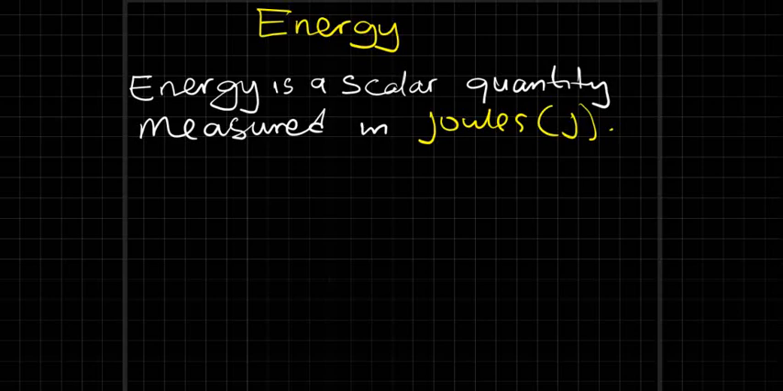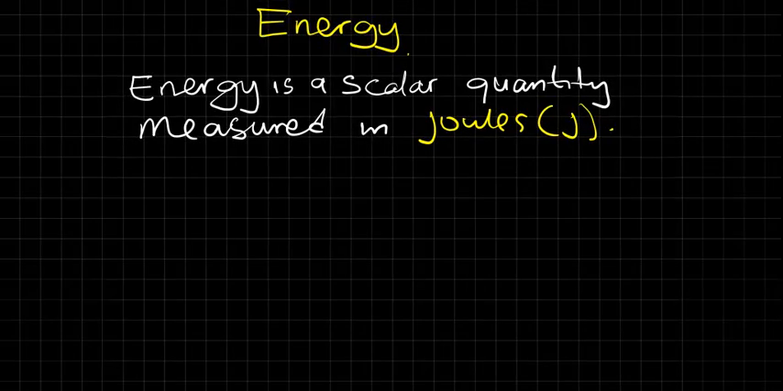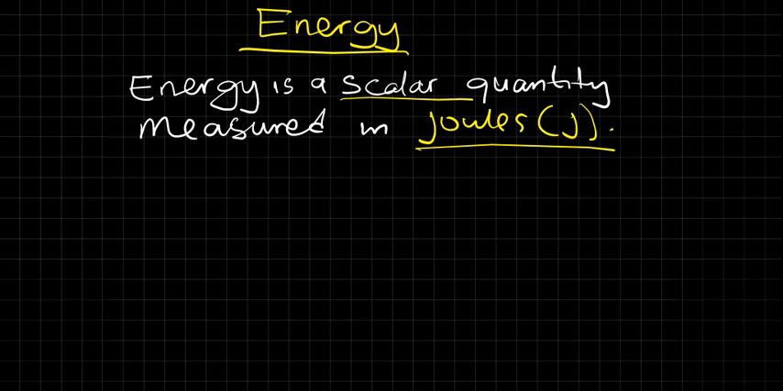So energy is the ability to do work. And energy is a scalar quantity. A scalar quantity means it has only magnitude and it is measured in a unit called joules. So in calculating energy, we don't need to state the direction. And we are going to look at the two main types of energy.